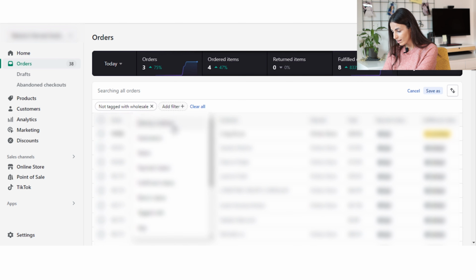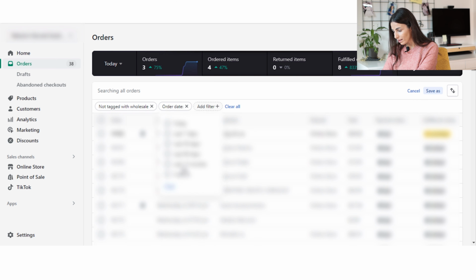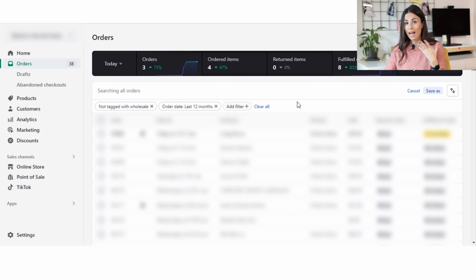Your second filter could be the date. So I'm going to scroll down to find it. It's date, and it should be in the last 12 months, and that's it. Okay, and now you can see all the orders that happened in the last year and were not tagged by the wholesale tag. Okay, you can scroll down, you can see how much money you've made, you can see the number of orders you received, and so on.